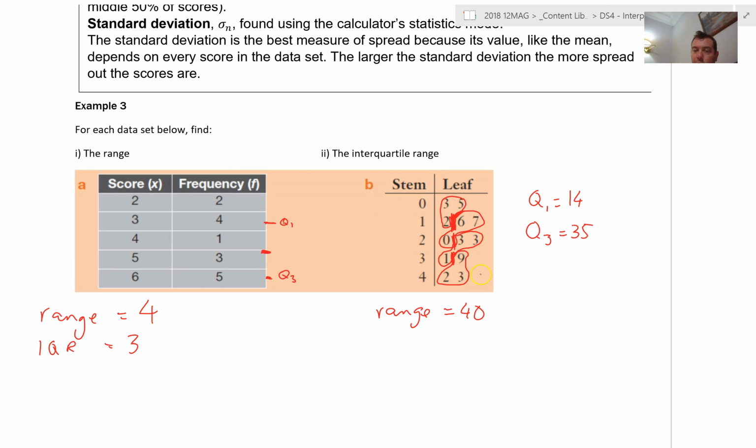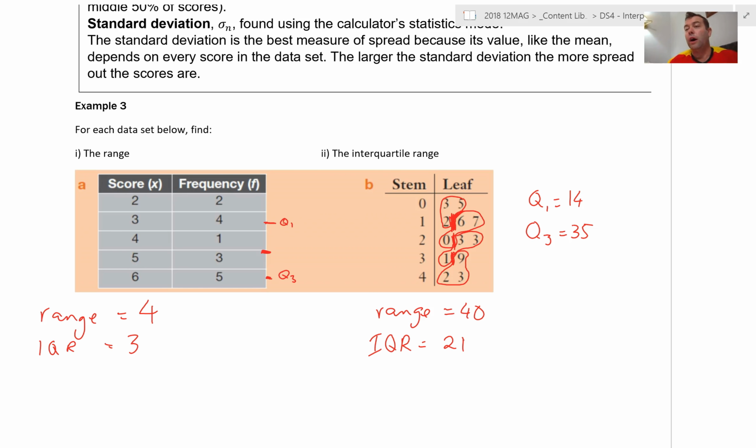My 4 groups are my quartiles. The gap between the first 2 quartiles and the last 2 quartiles, that's my interquartile range, which is the difference between those 2 numbers, looks like 21. Right, 21 is the interquartile range for that data set.